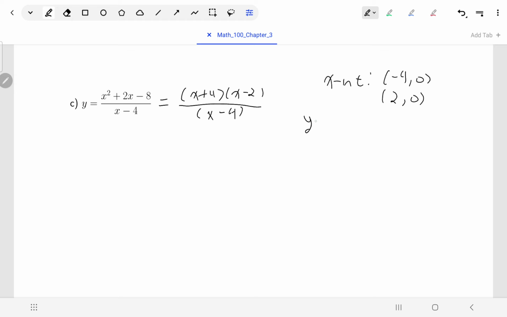For y-intercepts, that's where the x value is 0. And if we let x be 0, then we'll find that the y value is +2. So -8 over -4, which is +2. And the other part that we know, courtesy of the denominator, is that we have a vertical asymptote x equals 4.